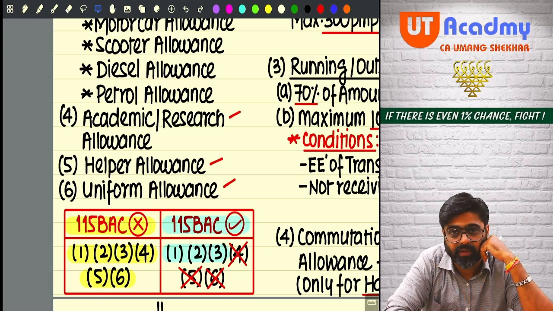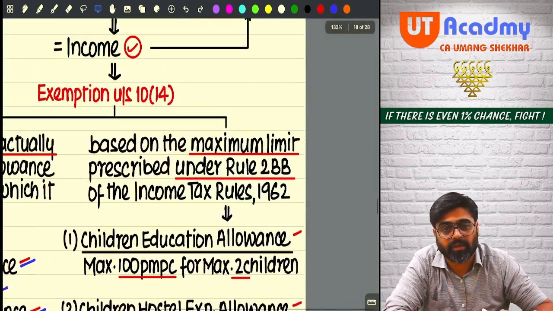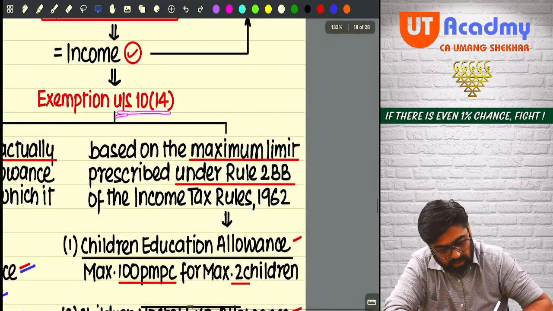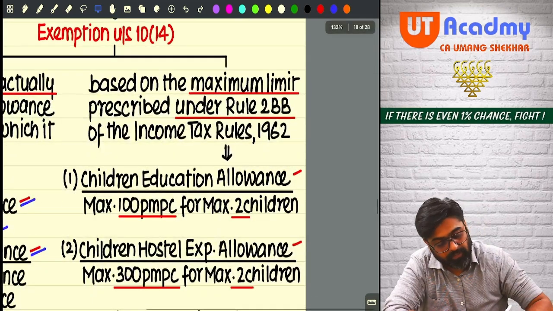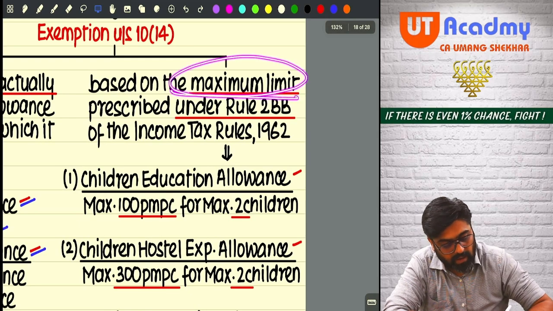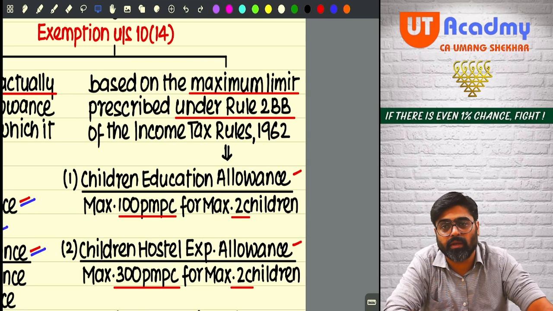Got it? Now there are some other special allowances which are exempt under section 10(14) only. But now these special allowances will be exempt on the basis of the limit prescribed under the IT rules. And what is the rule under which the limit is prescribed? The rule is Rule 2BB. Which rule, friends? Rule 2BB.